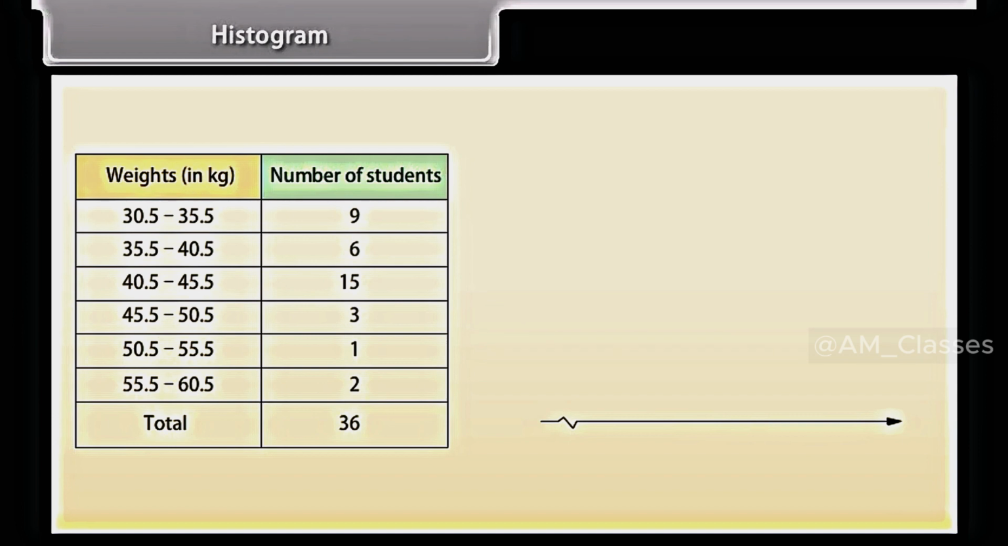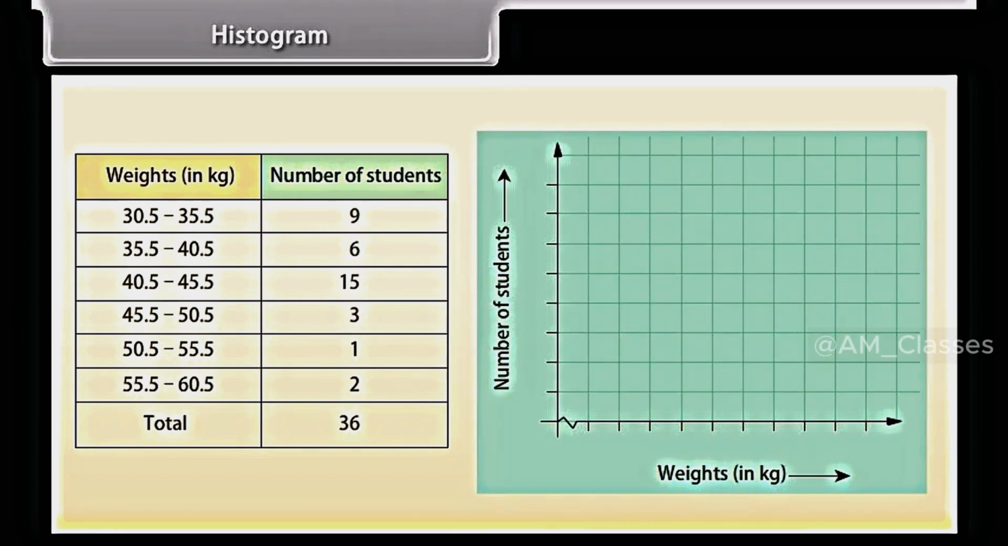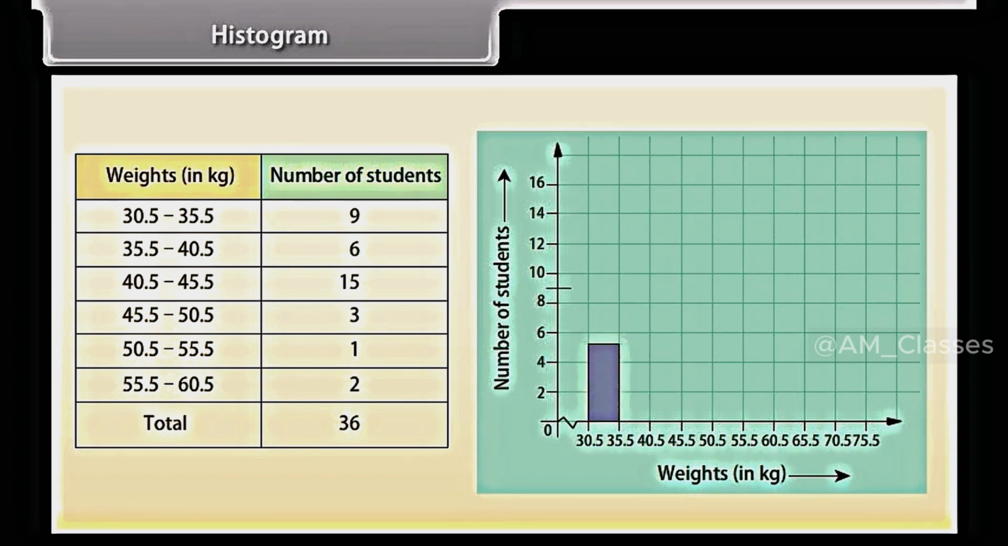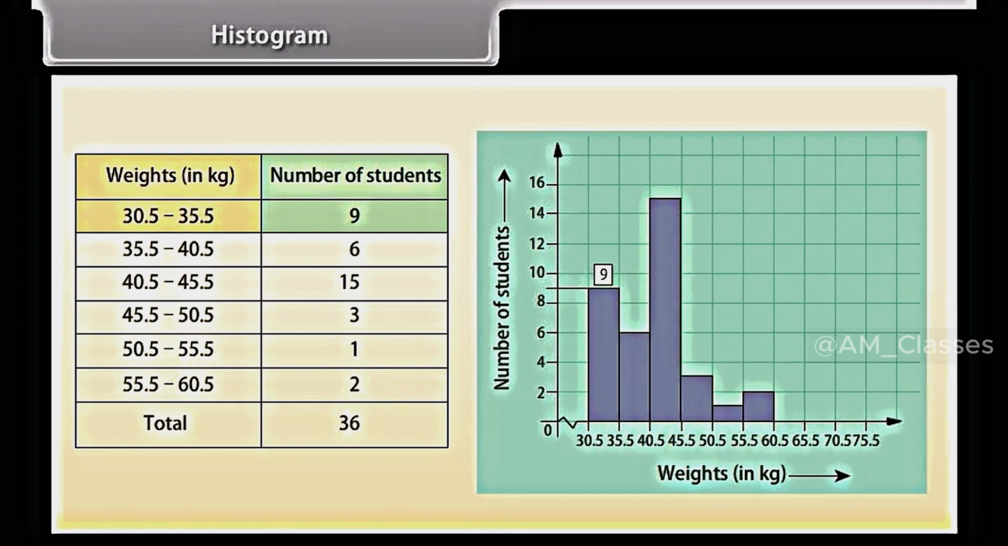To plot the histogram, we represent the weights on the horizontal axis and the number of students on the vertical axis. Since the maximum frequency is 15, we need to choose this scale to accommodate the maximum frequency. Also, since the first class interval is starting from 30.5 and not 0, we show it on the graph by marking a break on the axis. Let us now draw the rectangle for the class interval 30.5 to 35.5 of length 9 cm. Similarly, we draw the other rectangles. This is called a histogram.